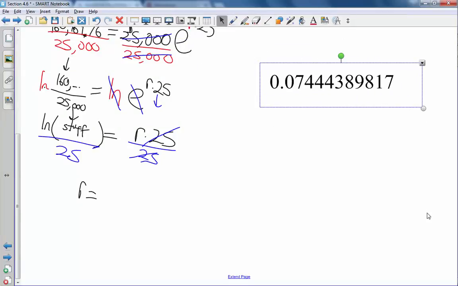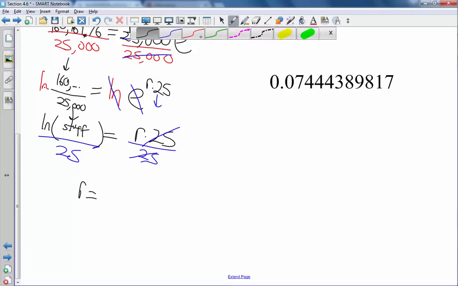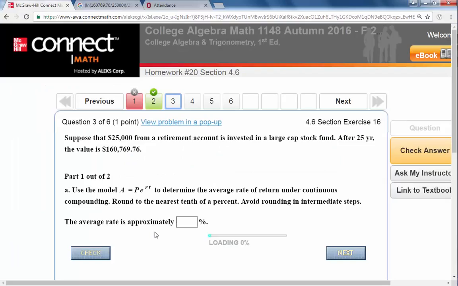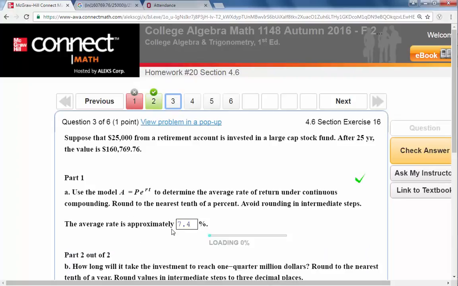But we need to first change this to percent. Percent means multiply this by 100. 1, 2. So the dot is here. So it is 7.44438 blah blah blah percent. But they want the nearest tenth. So tenth is this digit, so you need to round up or down based on the next digit. 44, 4, right? So we round this down. 4 is closer to 0 than 10. So this is 7.4%. Agree? Am I doing right? 7.4 is it. All right, so we're good.